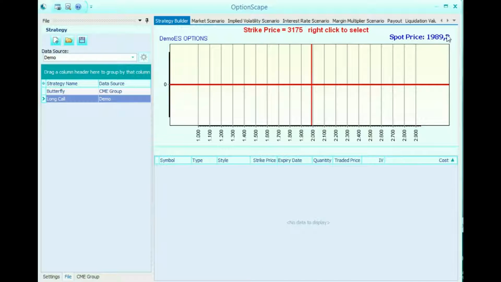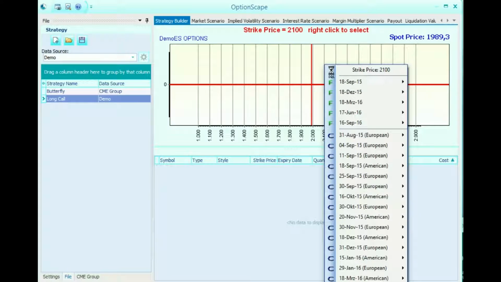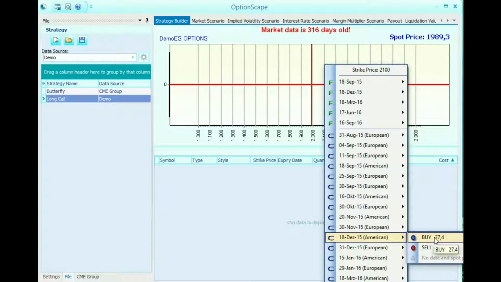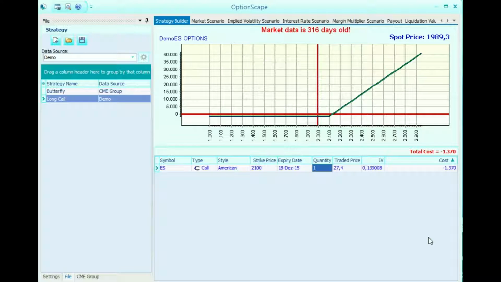The spot price of the Standard & Poor's is actually 1989.3, and I would like to buy a call slightly out of the money. So I go to the strike of 2100, right click, and then I see the futures, the calls, and a little bit lower the puts. I go for the 18th of December call and buy it for 27.4. That's my long call. Here I have the portfolio, which includes actually only one long call.